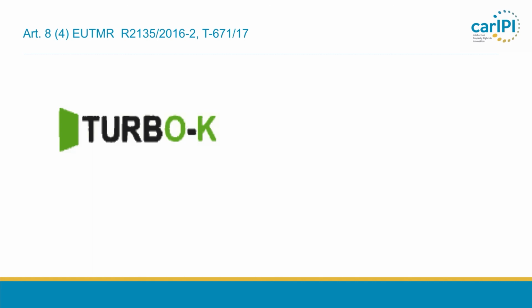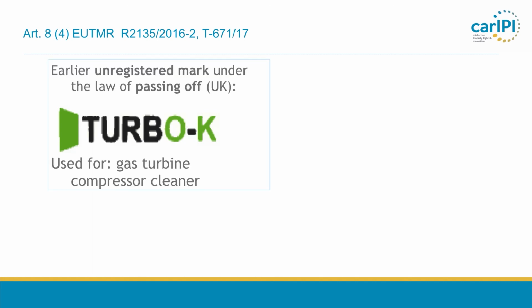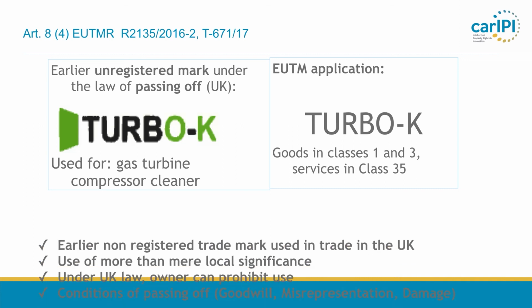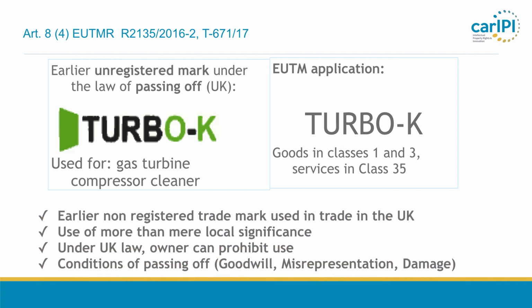Here, an example: we have an unregistered trademark used in the UK, invoked on the basis of passing off. And we have the EUTM application. You see that the signs are quite similar. The use was proven for this UK unregistered trademark for these cleaners for gas turbine compressors. So we had the use, and it was proven that the use is of regional or local significance within the UK.